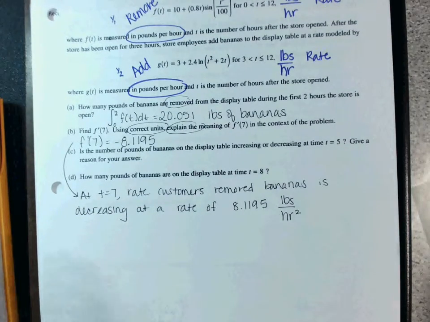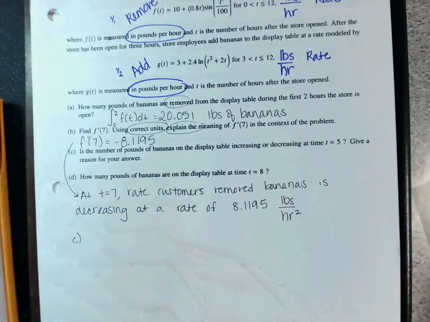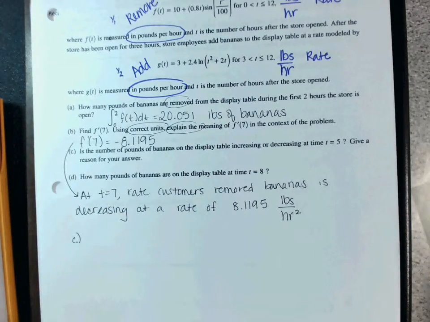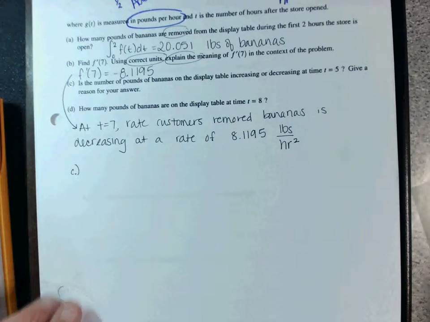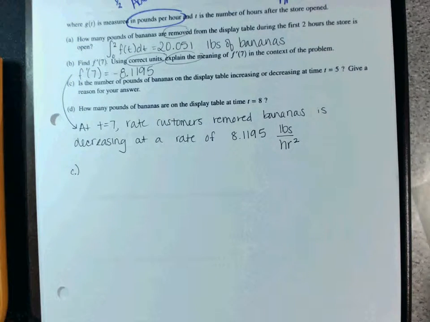All right, part C. Is the number of pounds of bananas increasing or decreasing at 5? Are you plugging in or taking a derivative?